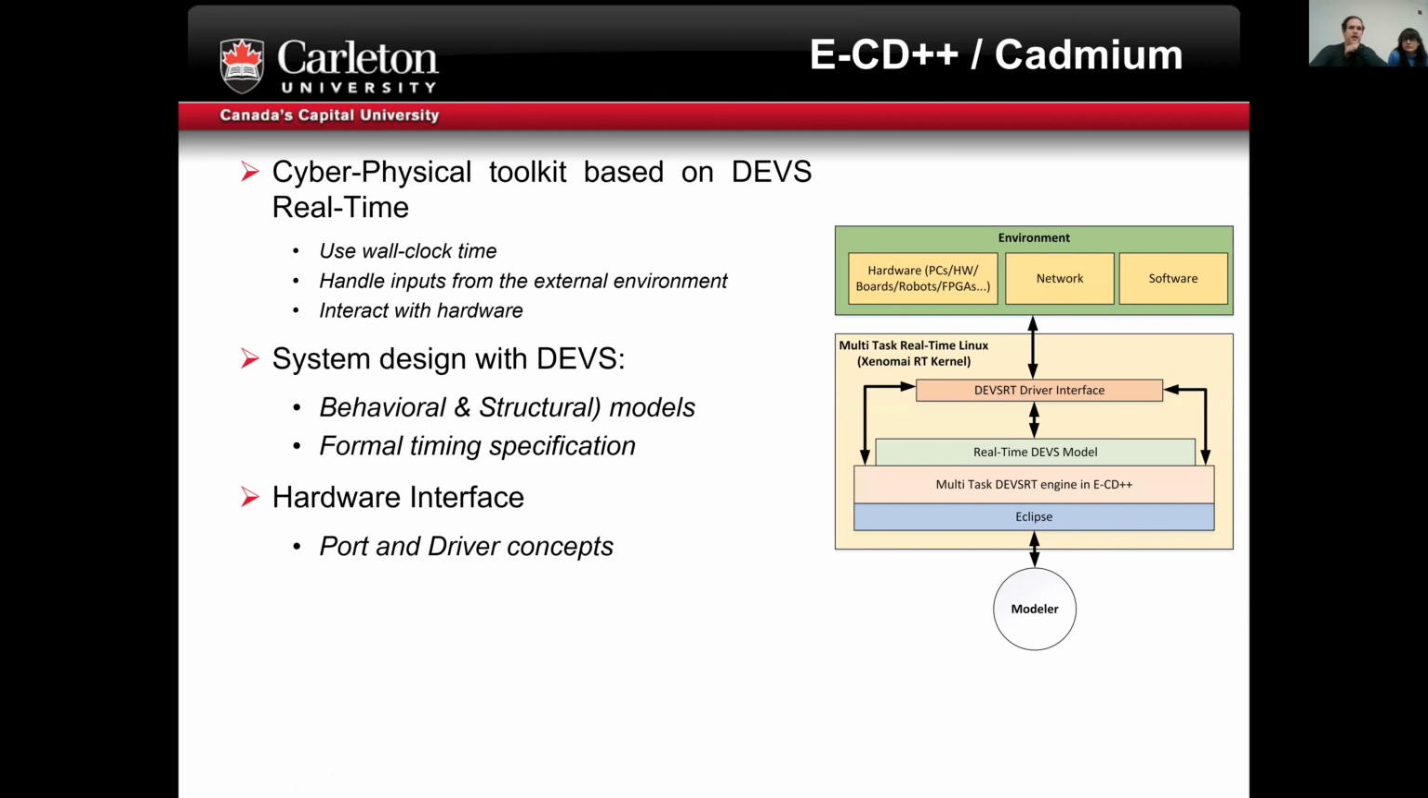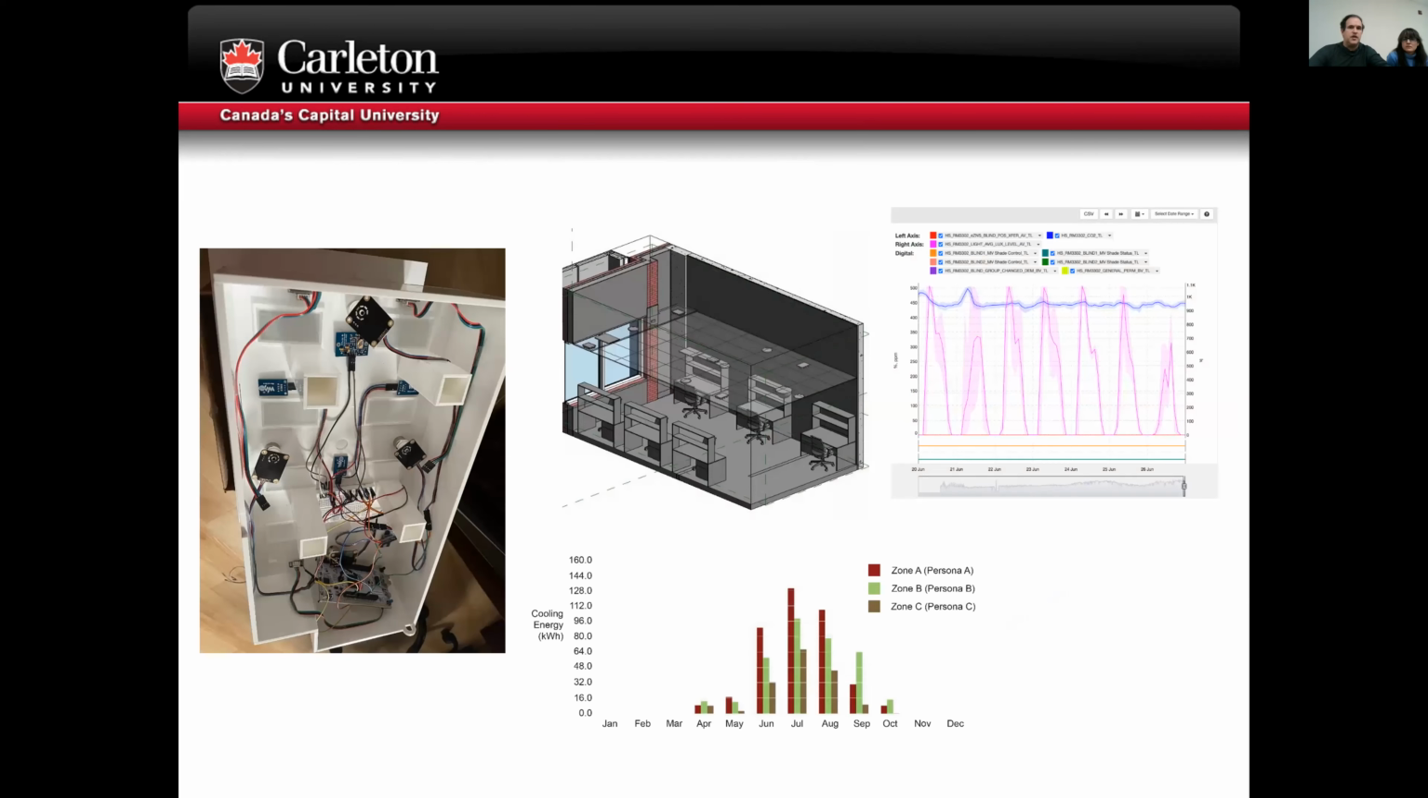Now, next step is we could control those CO2 controllers, and for that, we have what's called real-time DEVS and real-time Cadmium, and we have tools that run on embedded hardware. And based on this, what we have built is what we call a digital quadruplet. Here, what you have is another lab. It's a BIM of the lab, okay?